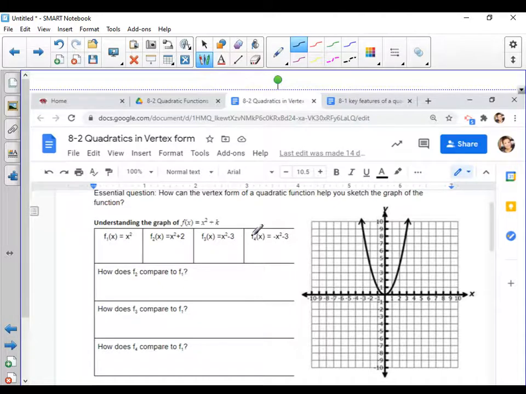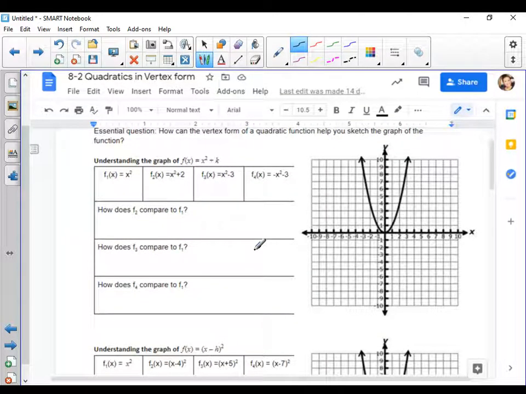So here's your notes right here. We're talking about vertex form today. The first question, or the essential question, says, how can the vertex form of a quadratic function help you sketch the graph of a function? They give you 4 different equations. The first one is f of x equals x squared. Then they give you f of x equals x squared plus 2, f of x equals x squared minus 3, and then negative x squared minus 3. So it wants us to compare these graphs together, and then we're going to sketch them.